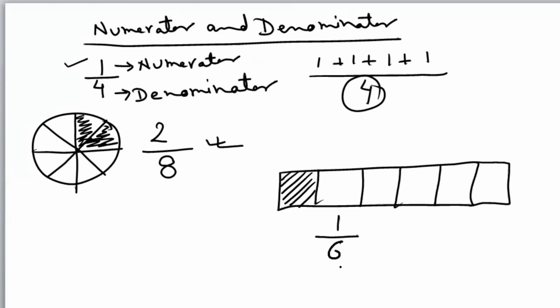That is called the denominator. Numerator, denominator. The denominator shows what part is shaded, and the numerator shows how many total equal parts there are. These are called fractions. Now we will see what the different types of fractions are.